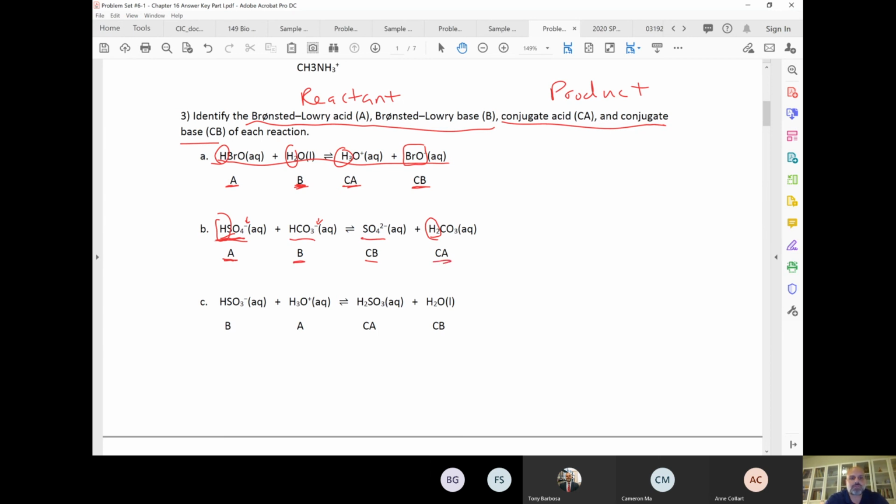And then for the last example, it's the exact same thing. We have different substances. We look for which one lost the proton. So we go from 3 protons on the hydronium ion to 2 protons in water. So that's labeled as the acid, and the water is the conjugate base. And the HSO3 minus is the base, and it becomes the conjugate acid. Does that answer your question?